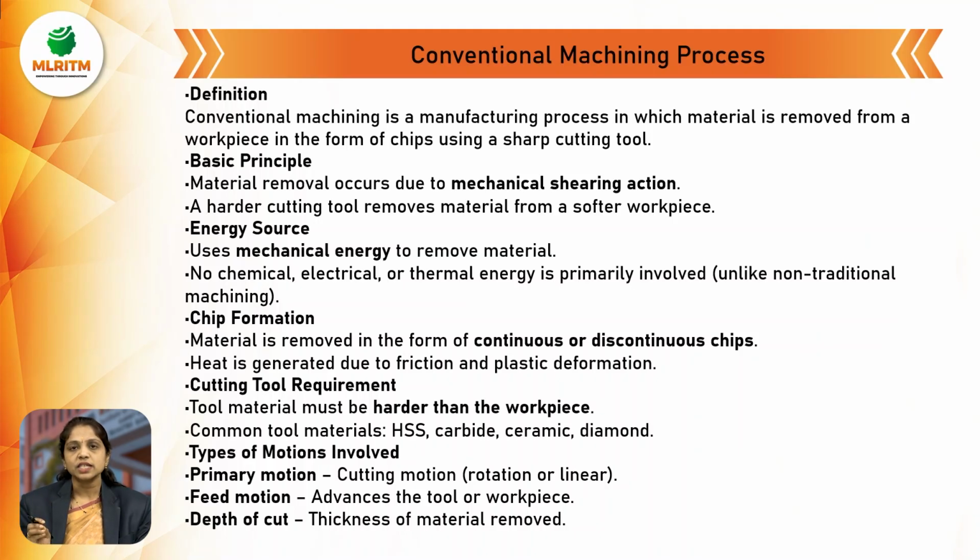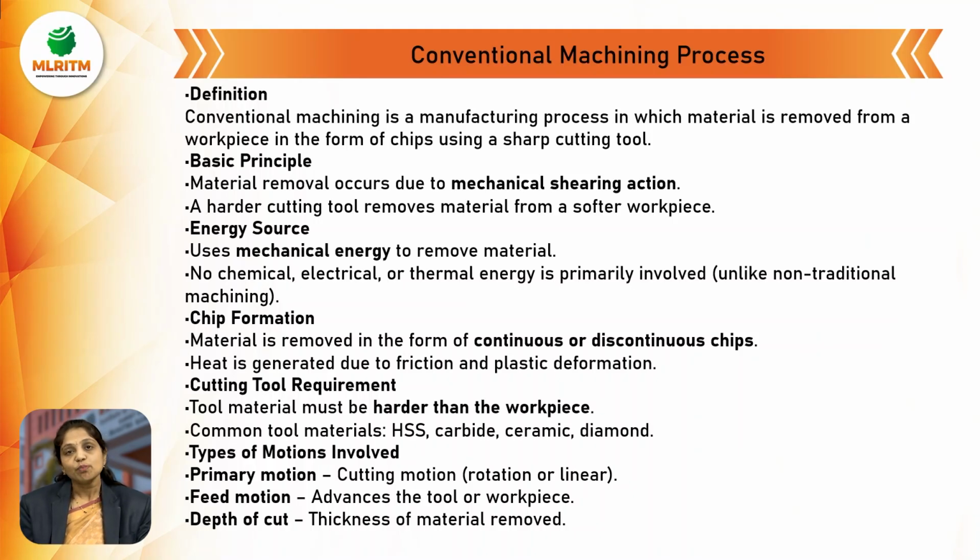Only mechanical energy is utilized to remove the workpiece material. So there is no conversion of chemical, electrical or thermal energy, which are implemented in the non-conventional machining methods, which we simply call UCMP, unconventional machining methods. In the conventional method, the chip formation may be continuous or discontinuous, depending on the type of tool which we are utilizing for the removal of work material.